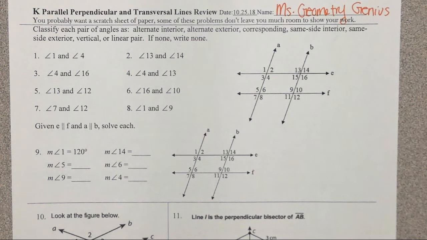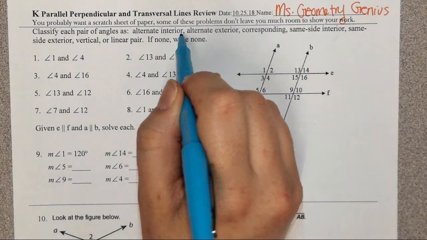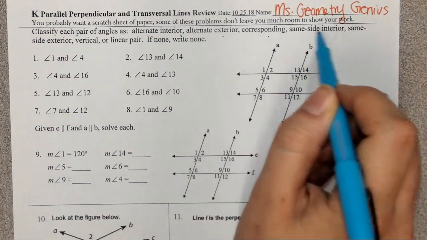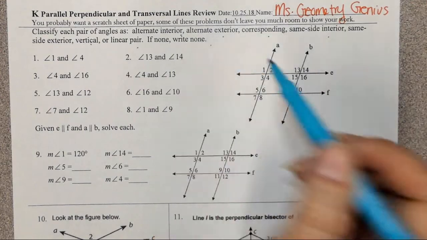Okay, so today we're going to be working the parallel, perpendicular, and transversal lines review for your test tomorrow. So the first couple of problems want you to classify the angles as alternate interior, exterior, corresponding, same side interior, same side exterior, vertical, linear pair, or none.